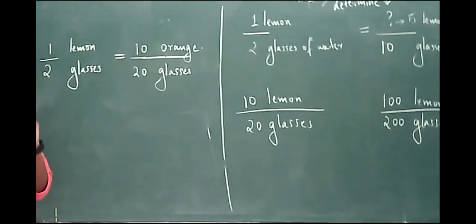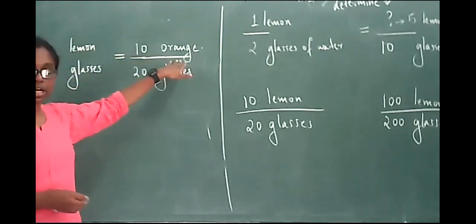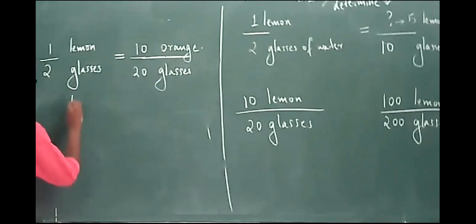Ratio, that is ratio. Units. Yes. Ratio also happened only because of this, right? So in this case we are talking about lemon, and we are talking about ratio with orange. So this is not a proportion.